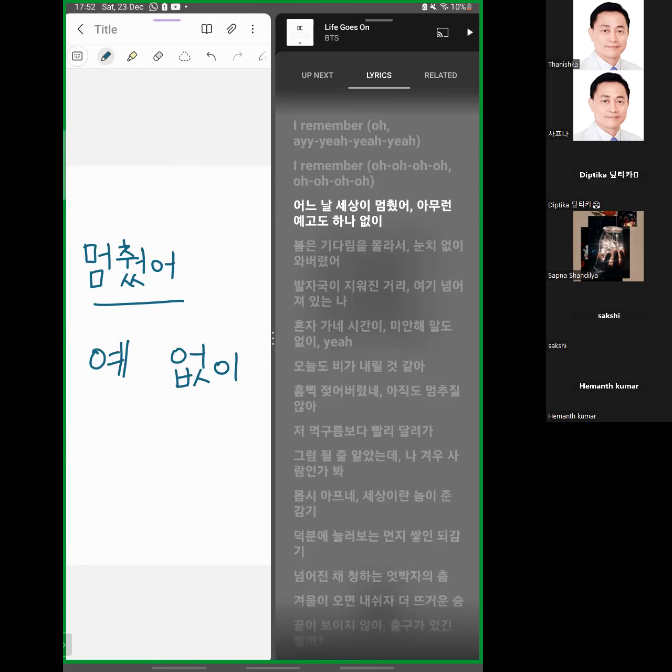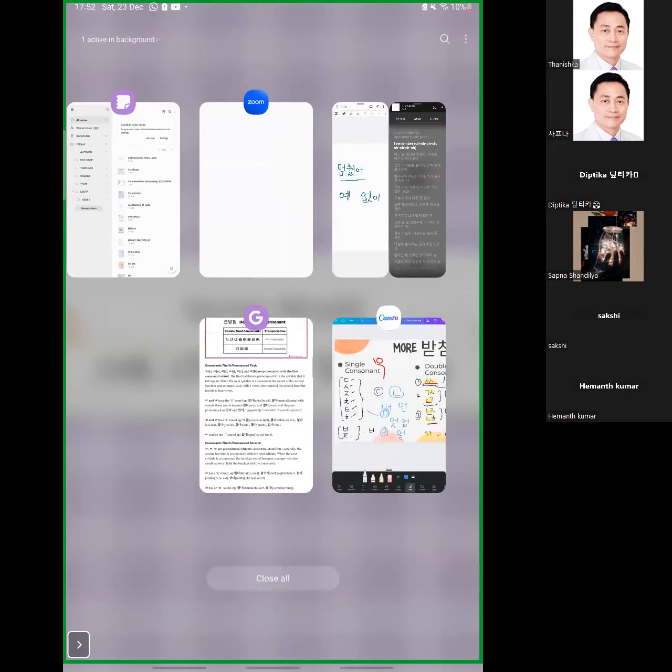Yes, ma'am. Actually, when they're singing, let me know if you're still able to hear the audio. Are you able to hear it? Ma'am, we didn't hear anything. No. Okay. Change the setting again.